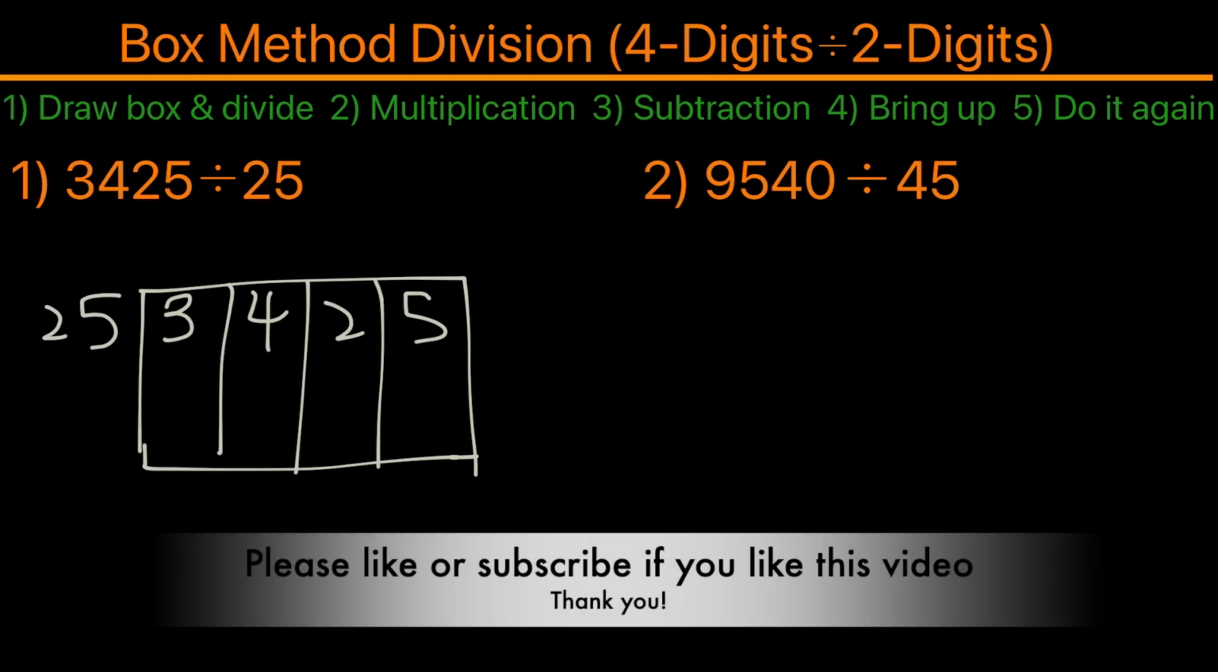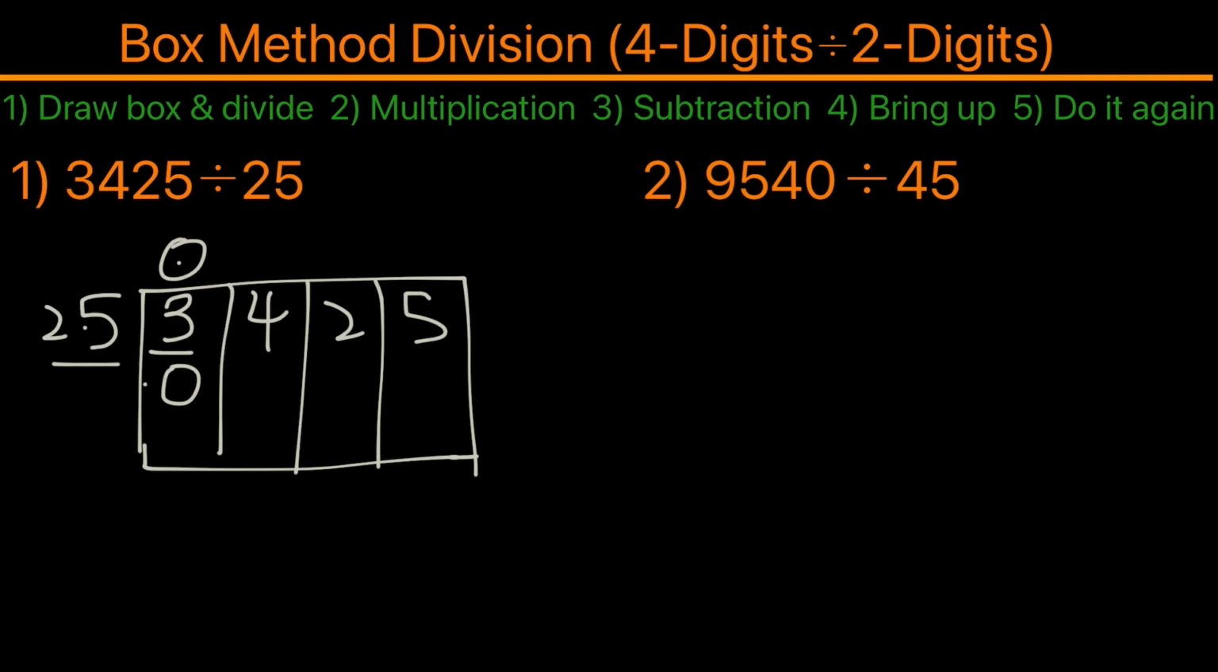And then we will look at the first digit of the first number in the box. So 3 divided by 25. Since it's too small for 25, this will become 0. And we'll bring down the 0. So 25 times 0 would be 0. So 3 minus 0 is 3. Next, we want to bring that 3 up here to the next box.